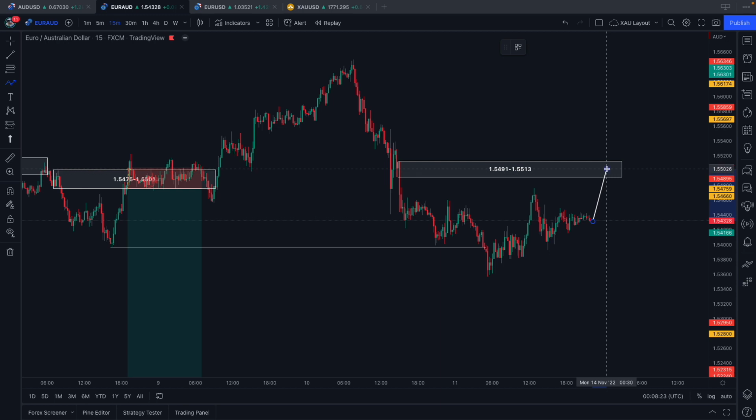I've highlighted this zone out. And then we can look to sell from that area. So again, highlight this zone for yourself. This is on the 15-minute time frame, this one.